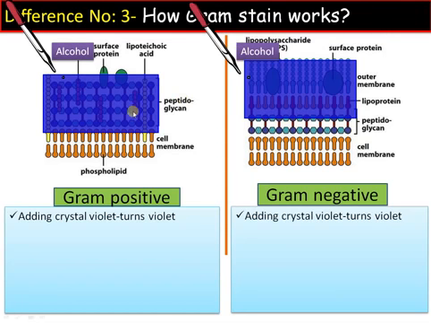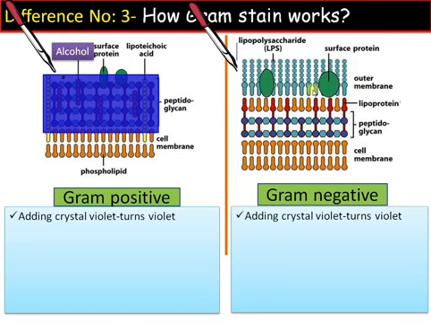Upon alcohol treatment, in the case of gram-positive bacteria, it remains violet as the stain is tightly bound to the peptidoglycan wall, and alcohol cannot dissolve the peptidoglycan wall. Whereas in the case of gram-negative bacteria, on addition of alcohol, much of the stain is bound to the lipopolysaccharide layer. On addition of alcohol, this layer dissolves. Therefore, gram-negative bacteria lose the color of crystal violet, or become colorless.